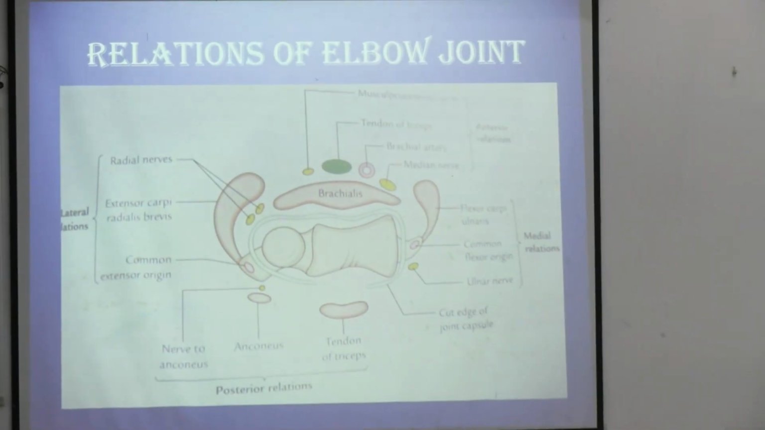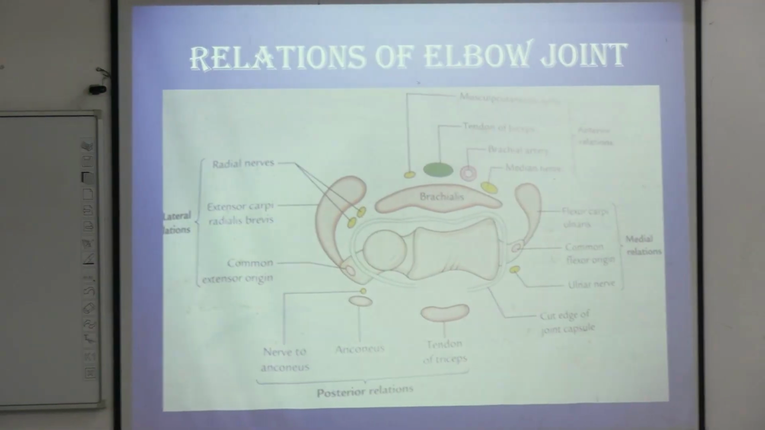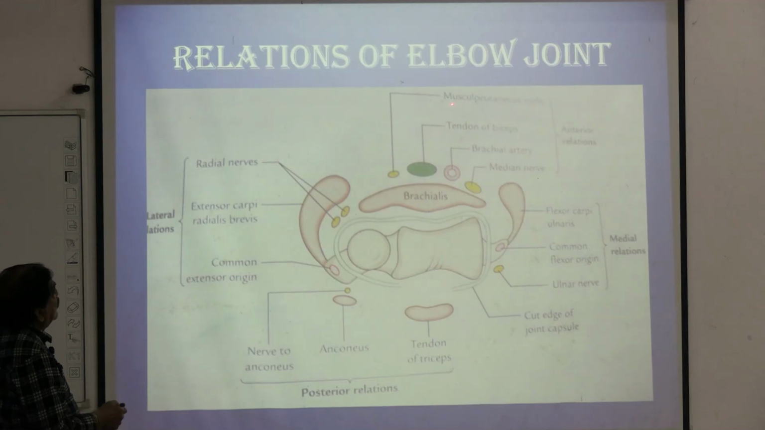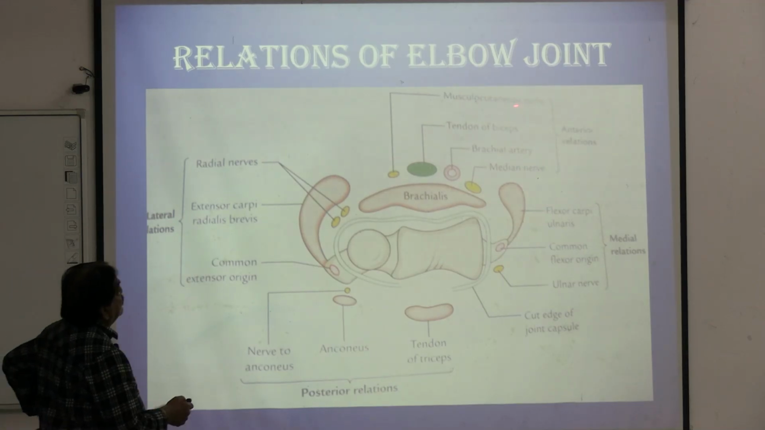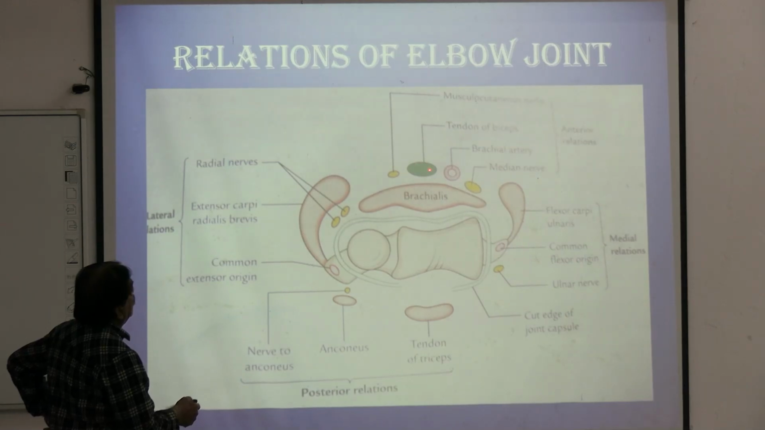This is a beautiful picture. You will get it in every book. This is the relation of the elbow joint. Now, it's a simple drawing. You see, this is the basic design. Now, this is the musculocutaneous nerve, tendon of the biceps, brachial artery, median nerve.